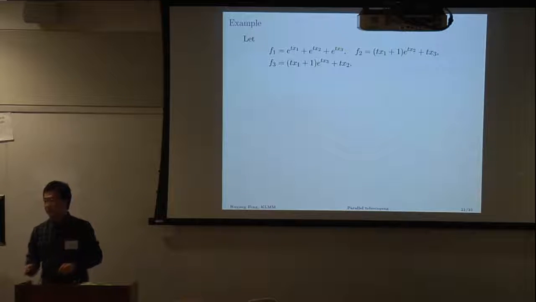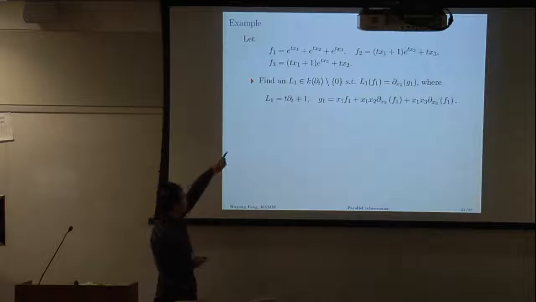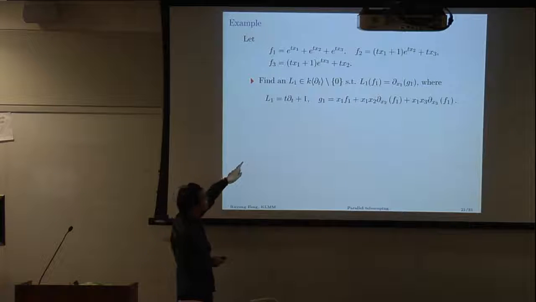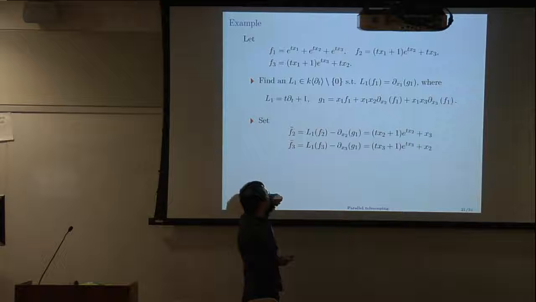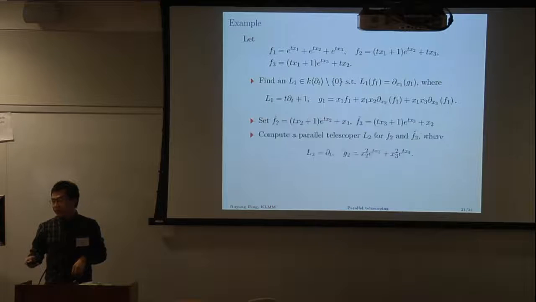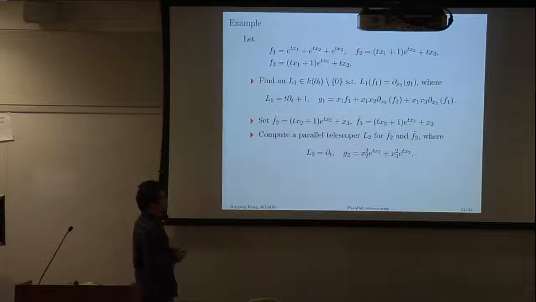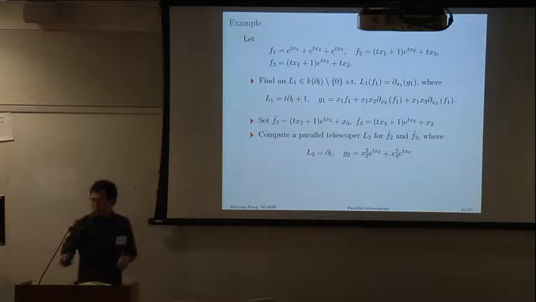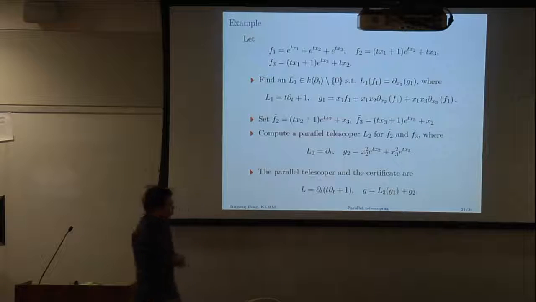Let's see another example. Let F1, F2, F3 be these definite functions, and they are compatible. First, we find a non-zero element L1 such that L1 F1 is dx1 g1, where L1 is this operator and g1 is this function. And then we set F2 tilde in this and F3 tilde in this, and you can see both of them are free of x1. Now we compute a parallel telescoper for F2 tilde and F3 tilde. That's L2, that's dt, and then the parallel telescoper for F1, F2, F3 is this L, and G is a certificate.